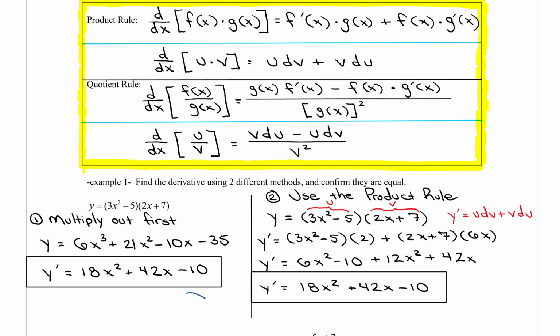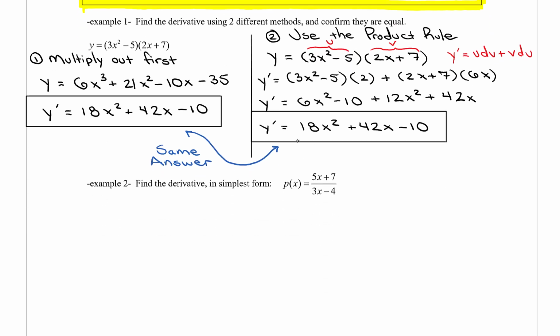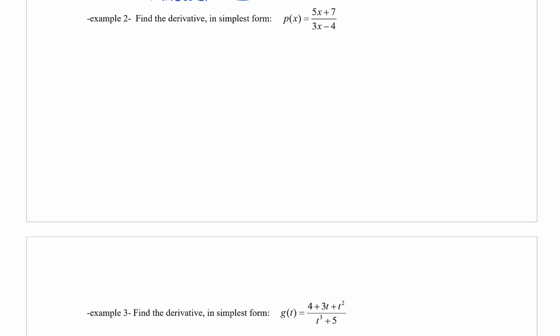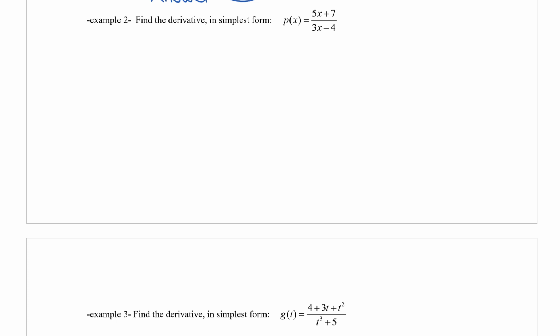Example 2. Find the derivative in simplest form. P of x equals 5x plus 7 over 3x minus 4. So our numerator here is going to get labeled with a u. I have drawn an arrow pointing towards the numerator on the left. I have drawn an arrow pointing towards the numerator on the right-hand side of the function. And I have labeled the numerator as u.